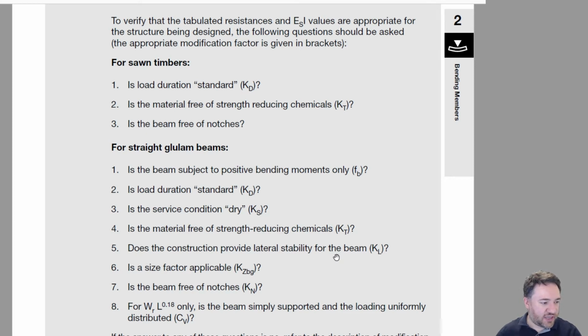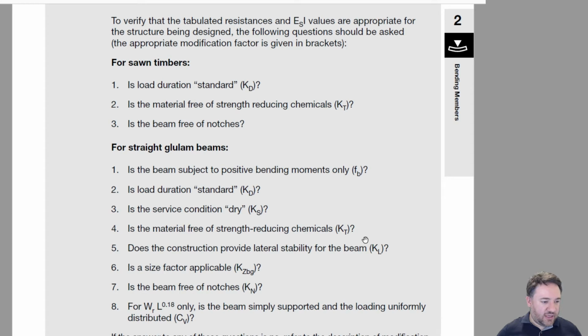Does construction provide lateral stability for the beam? KL. Okay, so this one is a question mark because we know that we have purlins that restrain the top of the beam every 2 meters. That was given in the question. So I have my beam, it's 7.5 meters long, and at a 2 meter spacing, there are some purlins on top that are going to restrain the lateral deflection and prevent lateral torsional buckling. But is that going to be adequate to totally restrain the lateral torsional buckling? We don't know at this point because we haven't done the check to see what KL will be. So this one right now is kind of a question mark.